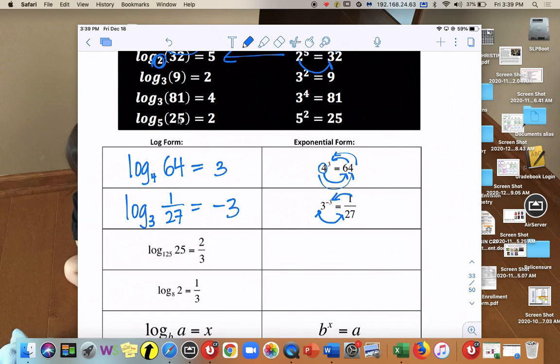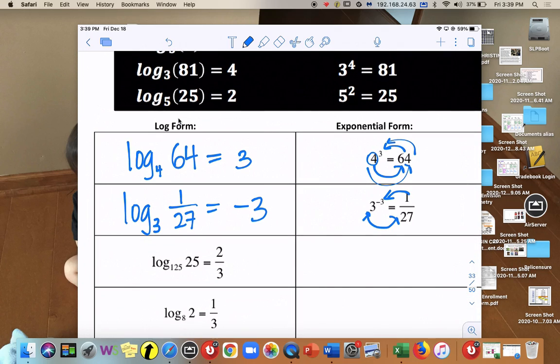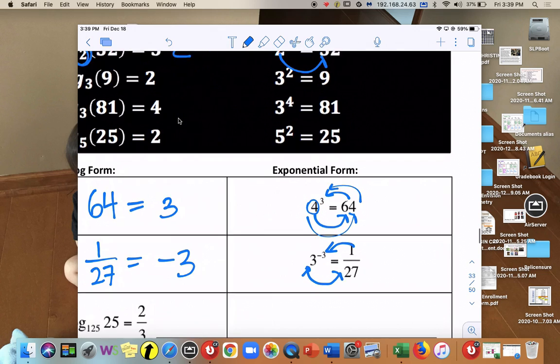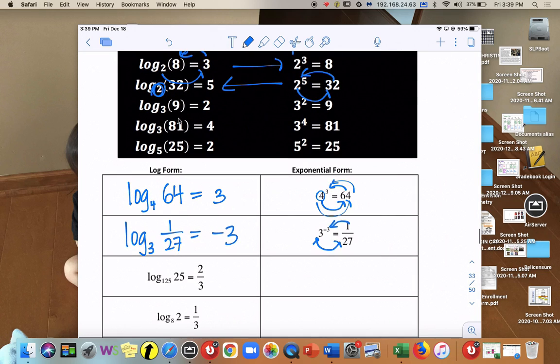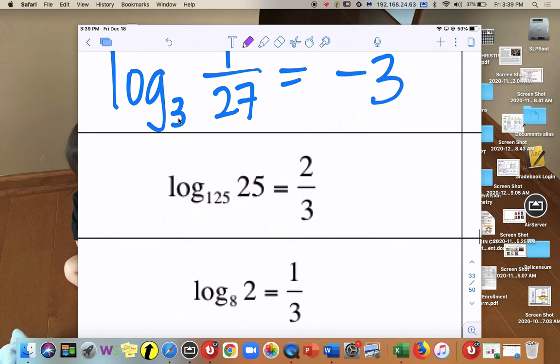Okay, so again, we start with the exponent, we say log, and then we put the base as a little number. We make our loop, so log base 4 of 64 equals 3. Let's go the other way. And the other way, again, we're going to start with the base. It's all about the base, right?